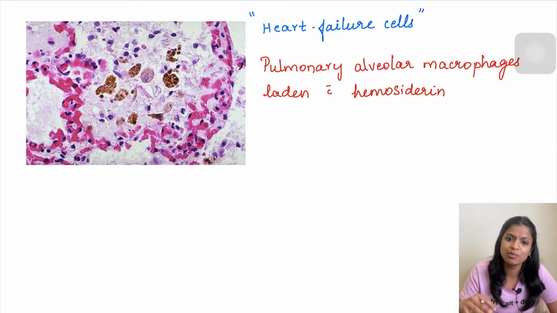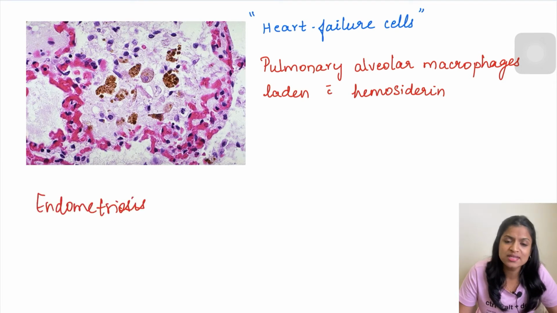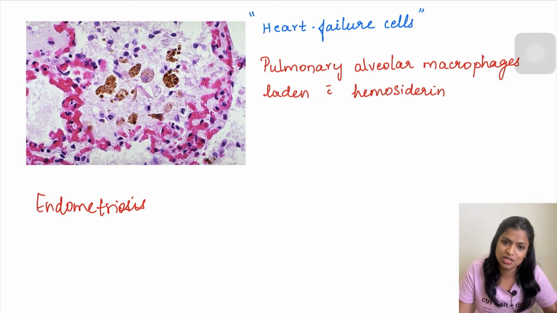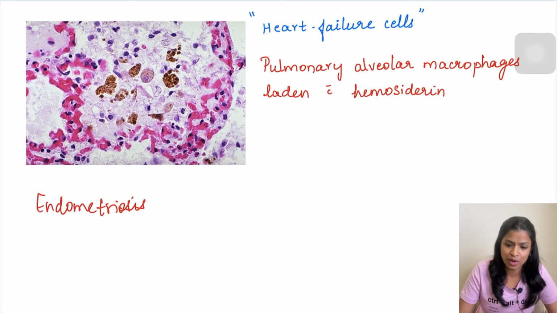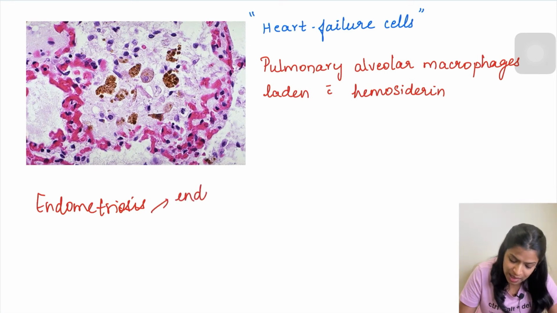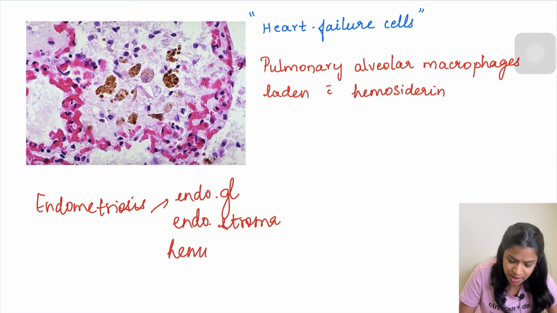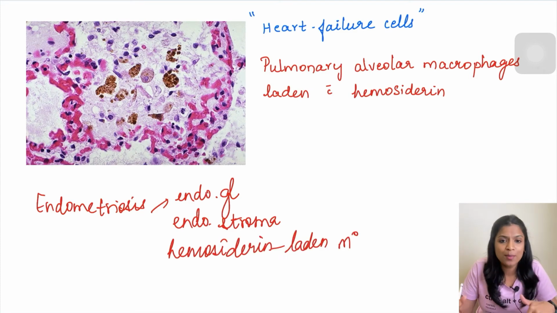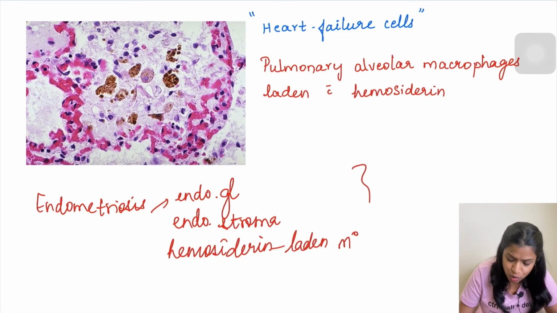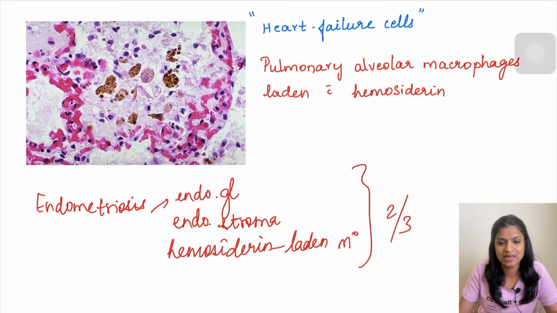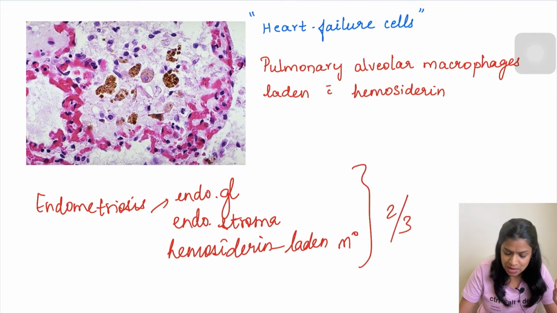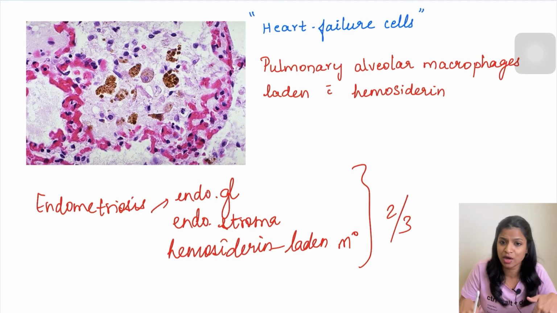One such example will be endometriosis. So endometriosis is nothing but the presence of the endometrial tissue outside the uterus. Okay, so it is comprised of endometrial glands, or the endometrial stroma, or along with that, we can also have hemosiderin-laden macrophages. So these three components comprise endometriosis. Two out of these three features must be present to call it endometriosis.